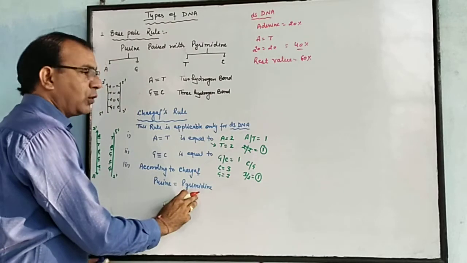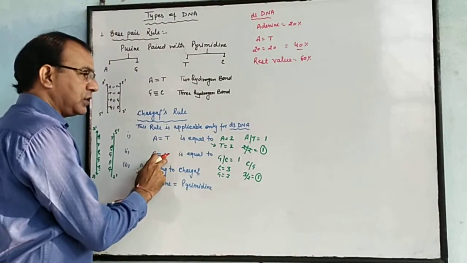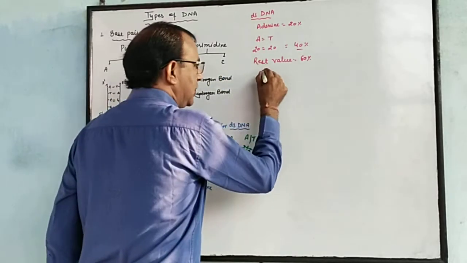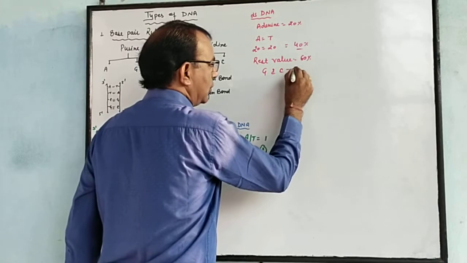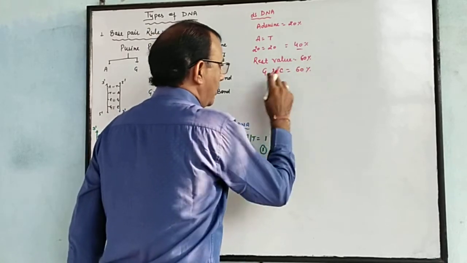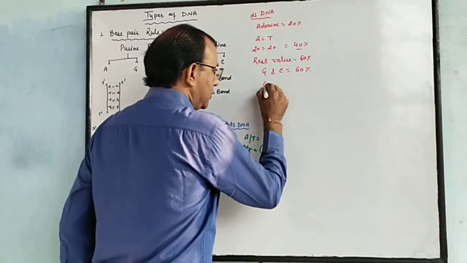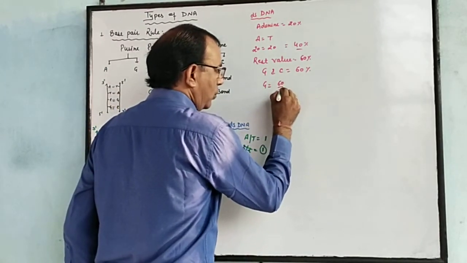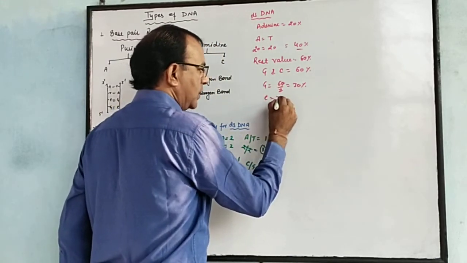And purine is equal to pyrimidine. We know that A is equal to T, G is equal to C. So we can say that G and C both together are 60%. Both are equal. It means G is equal to 60 by 2, which is 30%. If G is 30%, then C is also 30%.